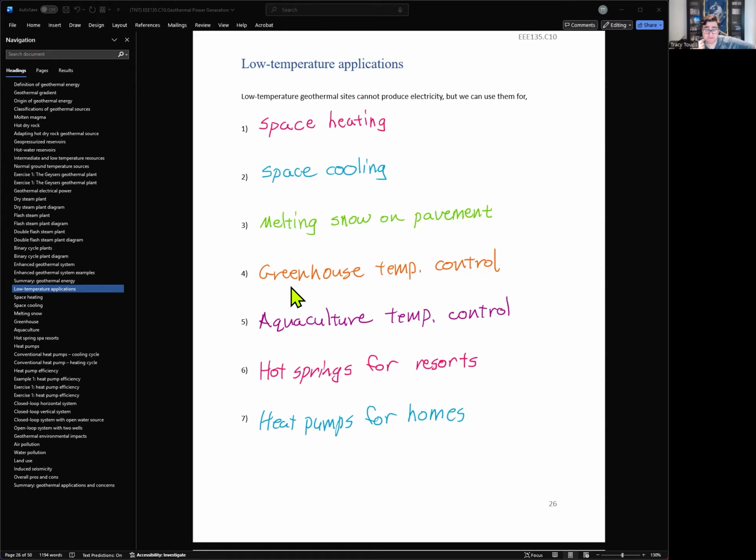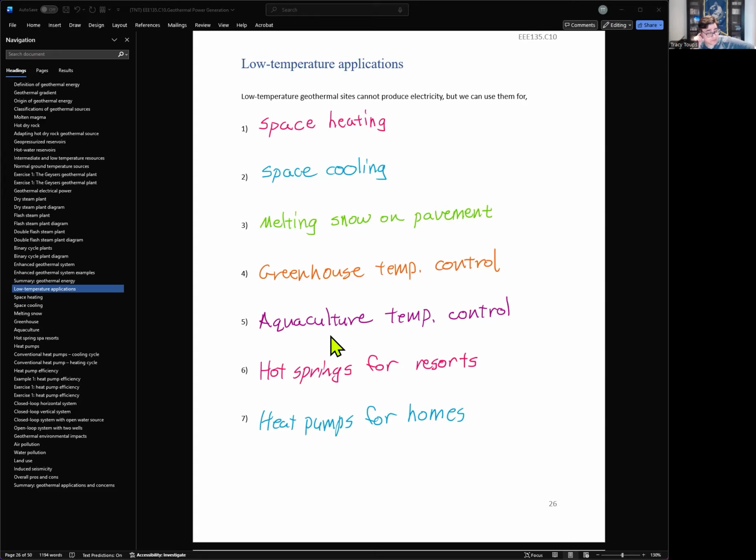Aquaculture is basically fish farms or any type of body of water meant to produce fish or animals. So again, a lot of fish like to have the water at a pretty constant temperature, and if you have it on the surface in the winter, it could vary a lot. So pumping geothermal heat into the fish tank or the lake or pond will help stabilize that temperature to grow the fish as fast as possible.